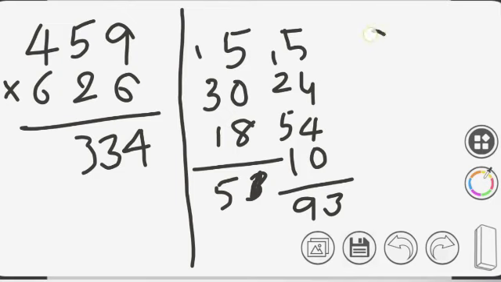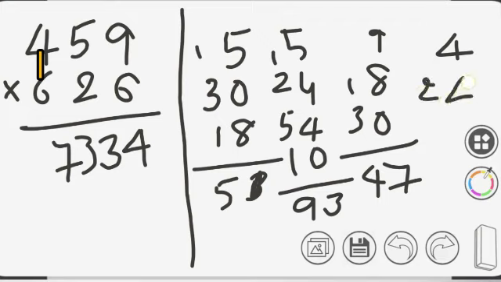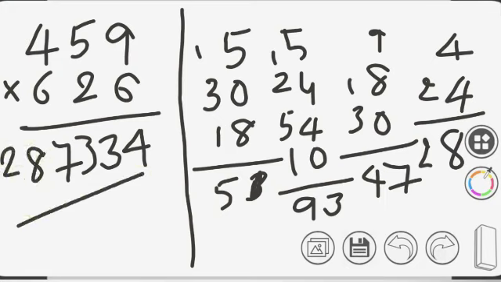And next 10,000s, that is 4 2s are 8 and 6 5s are 30. Total 47. 4 carry 7. And next last one, 4 6 4s are 24. Total is 28. So we have to place 28 as direct. So this is the final answer.